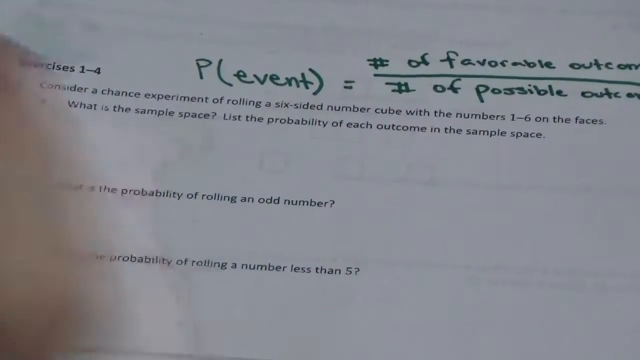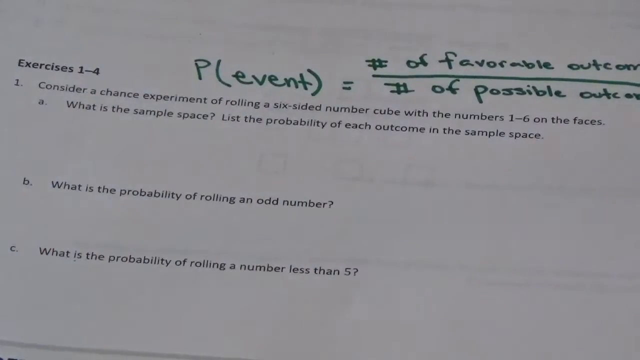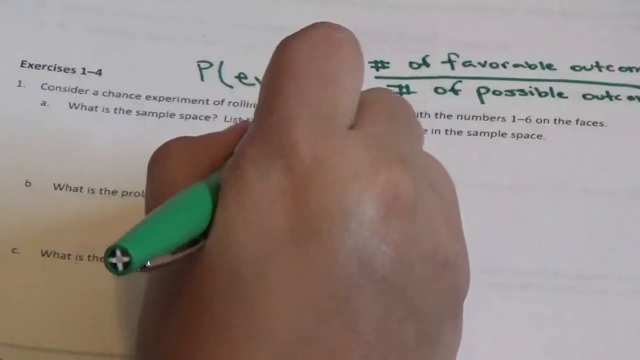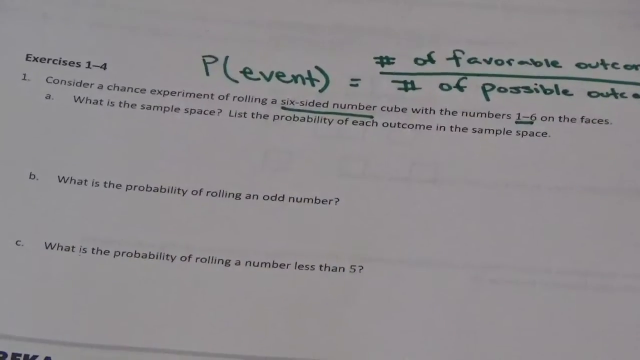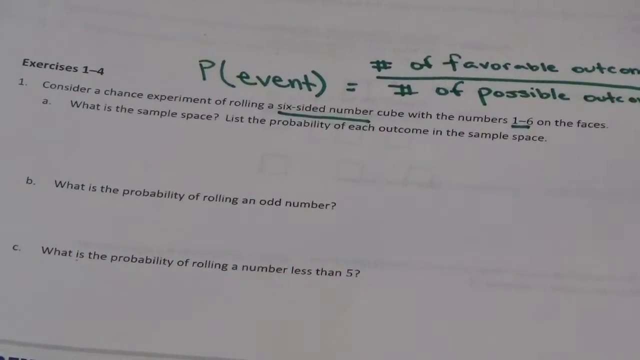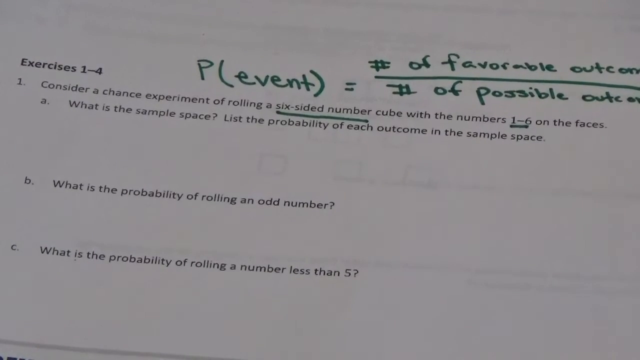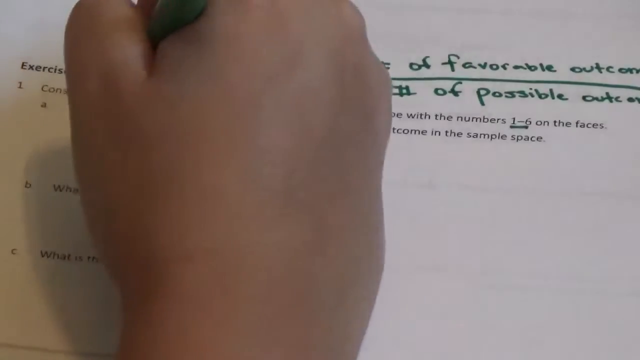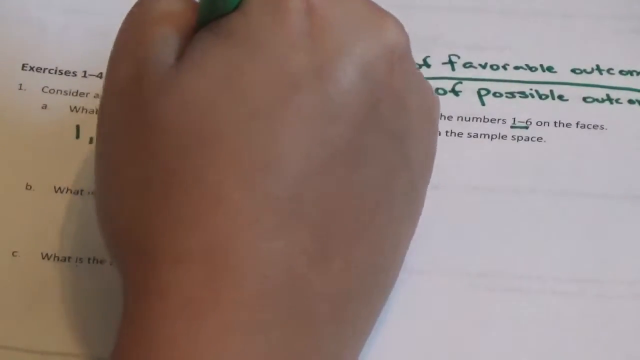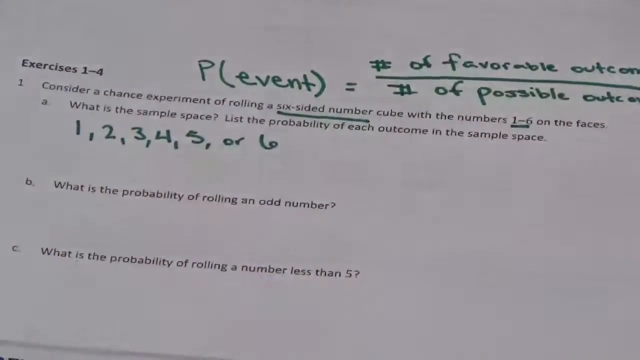You're so jealous. So consider a chance experiment of rolling a 6-sided number cube with the numbers 1 through 6 on the faces. What is the sample space? So the sample space, remember, is all the possible outcomes. So we can get a 1, a 2, 3, 4, 5, or 6. List the probability of each outcome.